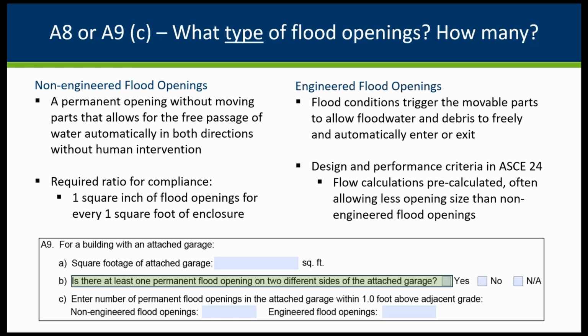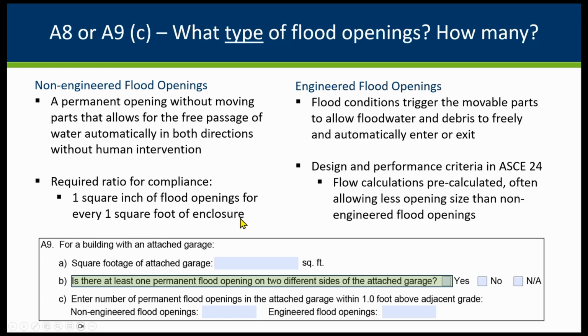Sections A8 and A9, so part C, again, this is where it's asked, what type of opening are you using and how many? So when they talk about the type of flood opening, they're talking about non-engineered flood openings versus engineered flood openings. And those non-engineered flood openings are those that have no moving parts. Whereas the engineered flood openings, they are triggered by flood conditions, and they do have movable parts that allow for flood water and debris to freely and automatically enter and exit. Now, FEMA, for the non-engineered flood openings, they do have a rather conservative ratio that's required for compliance. That is the 1 square inch of flood opening for every 1 square foot of enclosure.